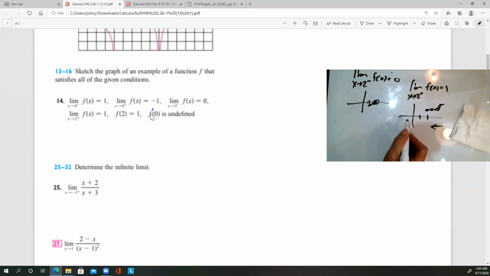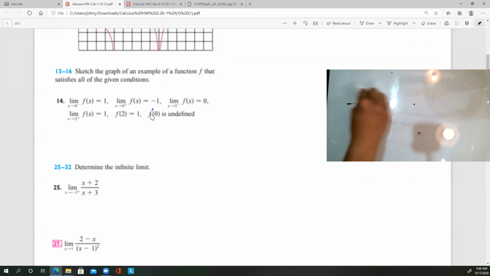And f of 2 equals 1. This means my input equals 2, my output equals 1. My input is here, my output is here. Or in coordinate form, it's going to be input, output, 2, 1. And in fact, since there was an open hole here, it becomes a closed hole right here like this. Let's do the last one.